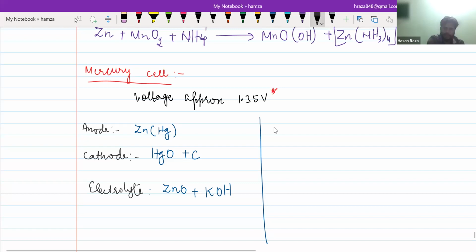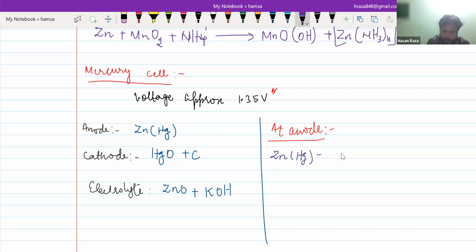So at anode there is always oxidation. We have studied in this chapter that at anode there will be oxidation, at cathode there will be reduction. So you can see the oxidation will take place like this, Zn(Hg) plus OH minus, since the medium is basic due to the presence of potassium hydroxide. It reacts with it, and there it will be ZnO plus 2 electrons plus H2O. This will be the product, ZnO, zinc will lose 2 electrons.